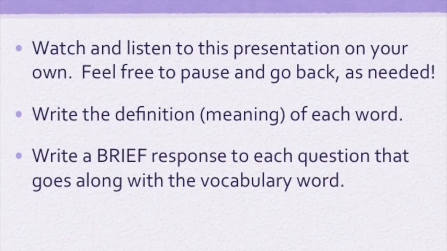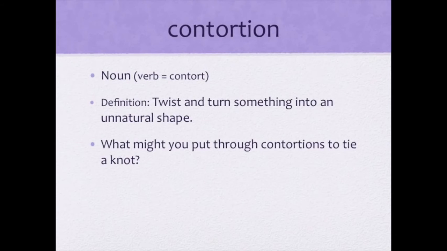Let's take a look at the first word. The first word on the list this week is contortion. Now, you can see that contortion has an ION ending, which means that this word is a noun. If you wanted to use the word contortion as a verb, you would take the ION ending off and just use contort. The definition of contortion is the twisting and turning of something into an unnatural shape.